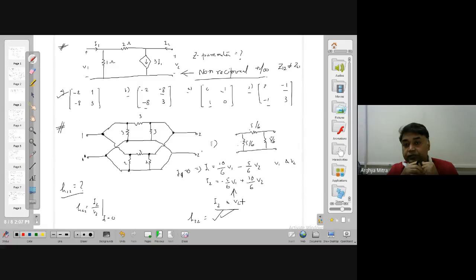The thing is that I did not start with the H parameter directly, because I have this option of pi. I can see this pi in the network. So I just formed my y parameter equations, and from these I am able to find out what is asked, H22, I2 by V2 with I1 equal to 0.